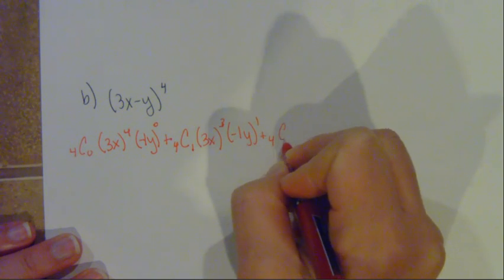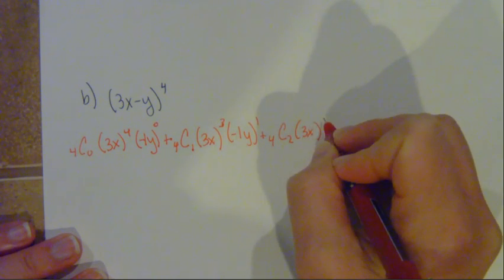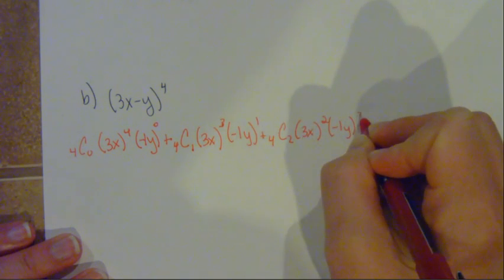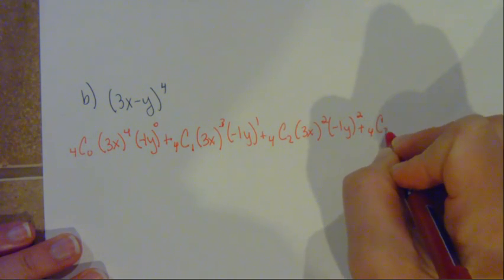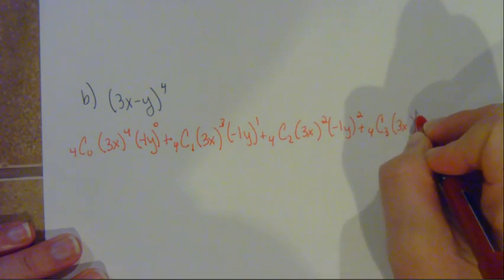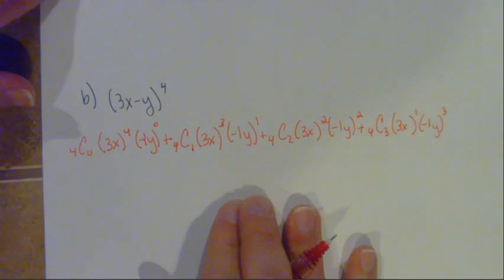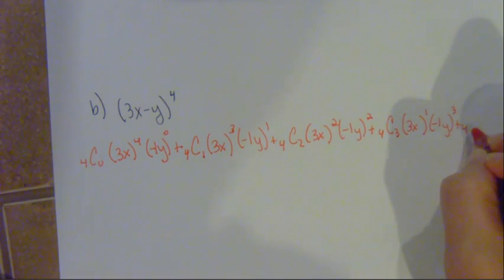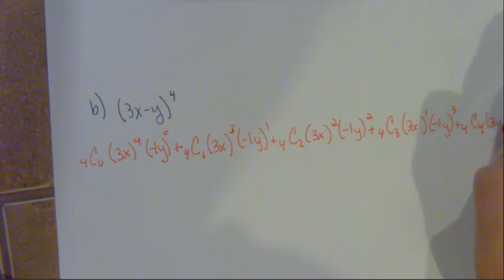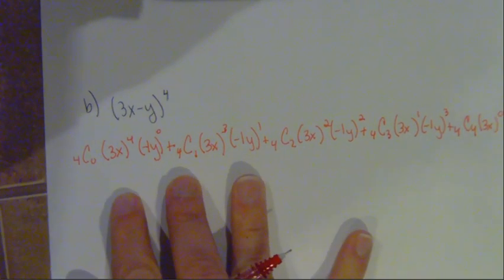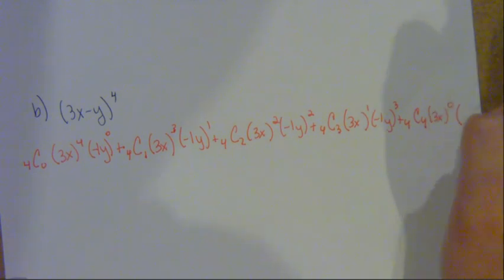Keep going, 4 choose 2, 3x to the 2nd, negative 1y to the 2nd, plus 4 choose 3, my 3x is going down to the 1st, my negative 1y is going up to the 3rd. And then, last but not least, 4 choose 4, and 3x is going down to 0. Oh, running out of space. How is that even possible? It's only 4 terms. And negative 1y to the 4th.